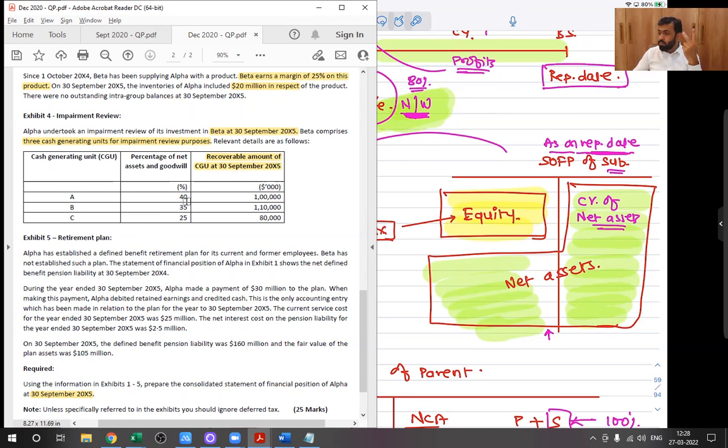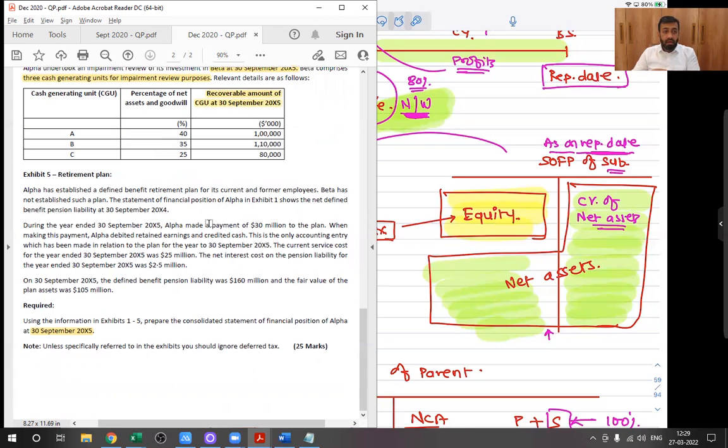And the second most important job is to calculate the carrying value of net assets of Beta as on 30th September 2025. Allocate that in the ratio along with goodwill, calculate their total carrying value, compare it with this recoverable value, and determine if there is any impairment. If there is an impairment, allocate that loss and account for it. Are you getting my point here? Yes, sir. This is a very important adjustment. This is the most important adjustment.